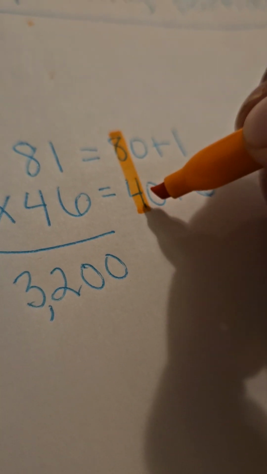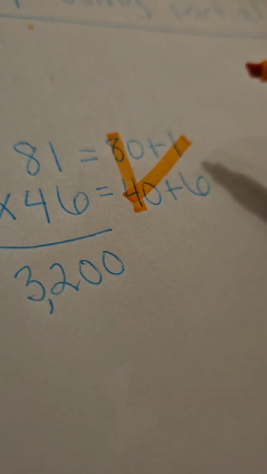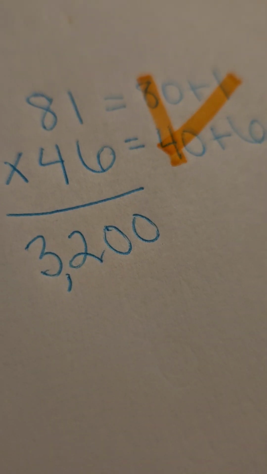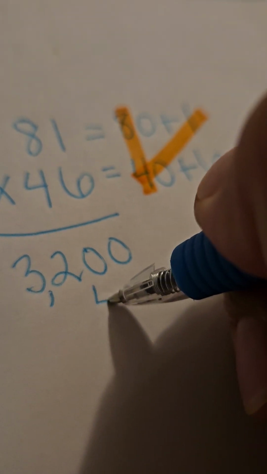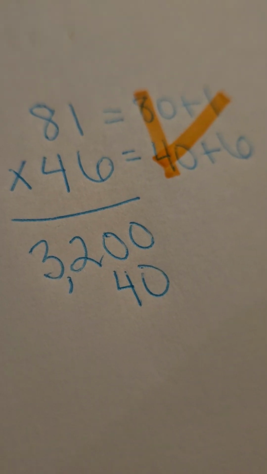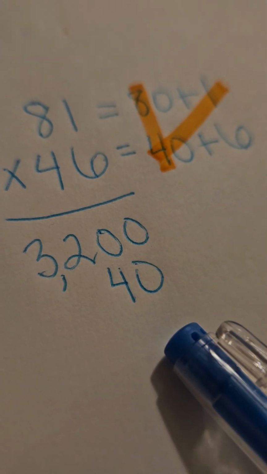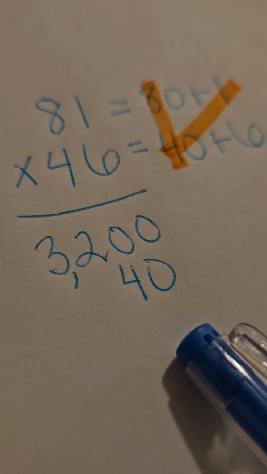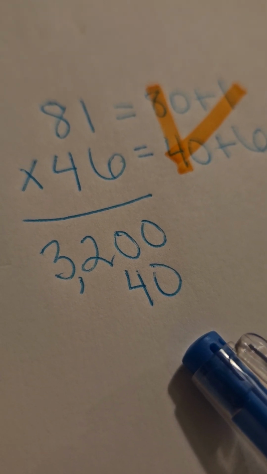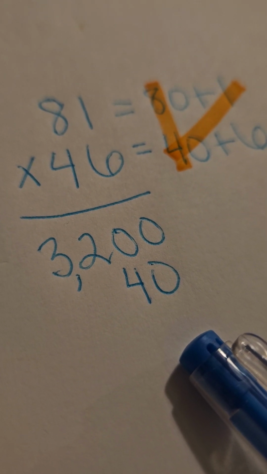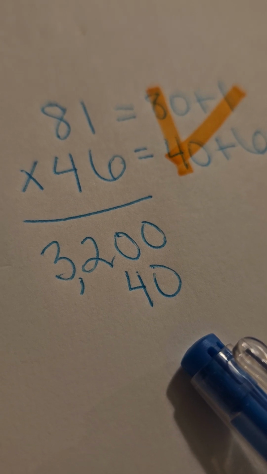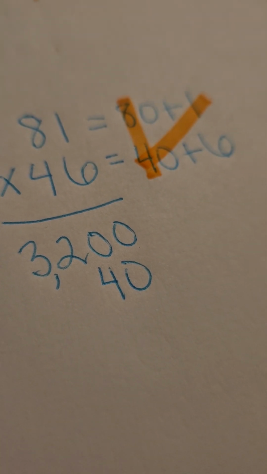So now I'm going to highlight my 40 and my 1. So I'm going to multiply 40 times 1, which is just going to give me 40. Okay, and as I'm writing my partial products, I'm making sure I'm lining them up by place value, which is step 3. I have to make sure I line up my partial products by place value. Okay, so I'm going to keep multiplying.